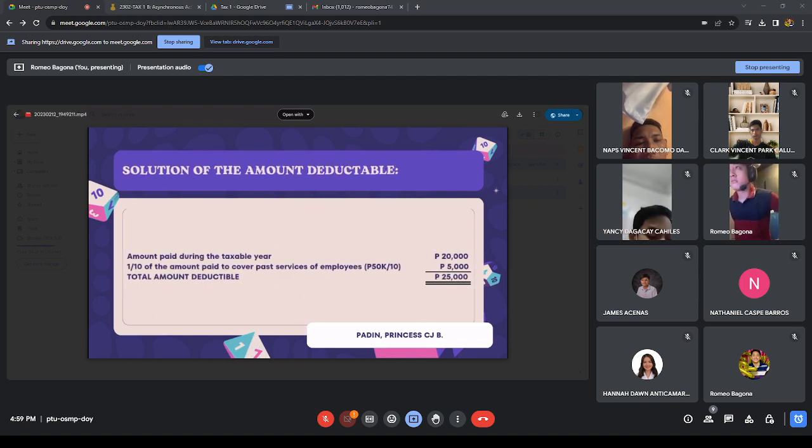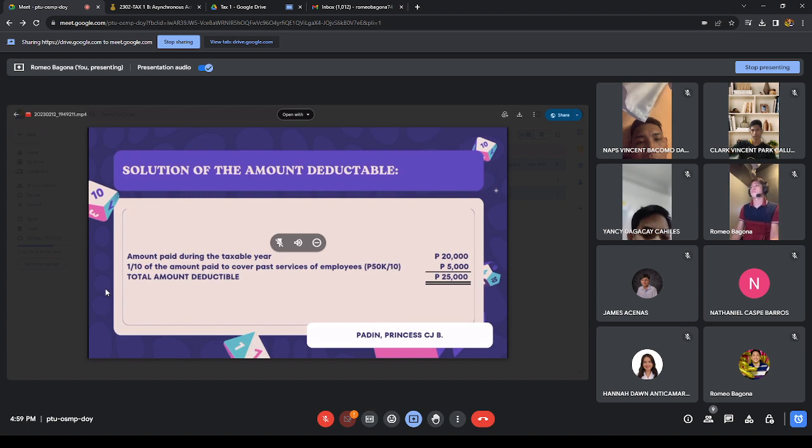The solution for the amount deductible is computed as follows. The amount paid during the taxable year is 20,000 pesos. We will then get 1/10 of the amount paid to cover past services of employees. So 50,000 pesos divided by 10, we will then get 5,000 pesos. The total amount deductible would then become 25,000 pesos. After 10 years, the amount deductible would only be the amount paid for the taxable year because after 10 years, the 50,000 pesos shall have been amortized.